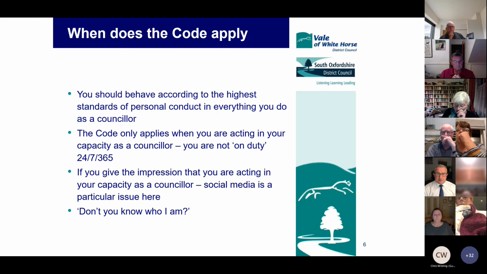Having said that, I'm going to state the obvious here, but you should always behave according to the highest standards of personal conduct. And as I've already said, the public don't necessarily understand that, but you are not on duty 24/7, 365 days of the year. So, "Don't you know who I am?" Quite a number of examples of that on the companion sheets. It's quite hard to believe sometimes that councillors can get themselves involved in these sorts of issues, but unfortunately, in isolated instances, they do.